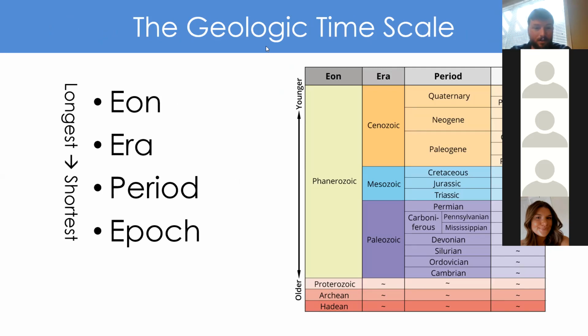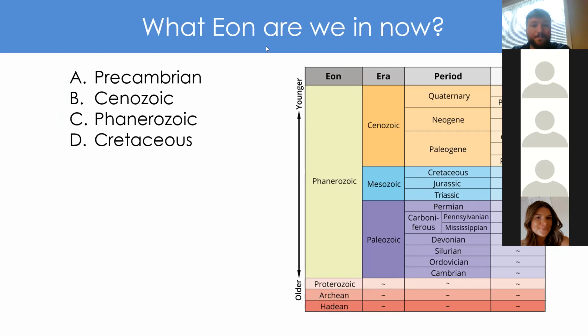So eons are the largest and longest periods of time. Epochs are the shortest. If we were going from older to younger, from the Hadean eon to the Phanerozoic eon, which eon are we in right now? Go ahead and type your answer in the chat.